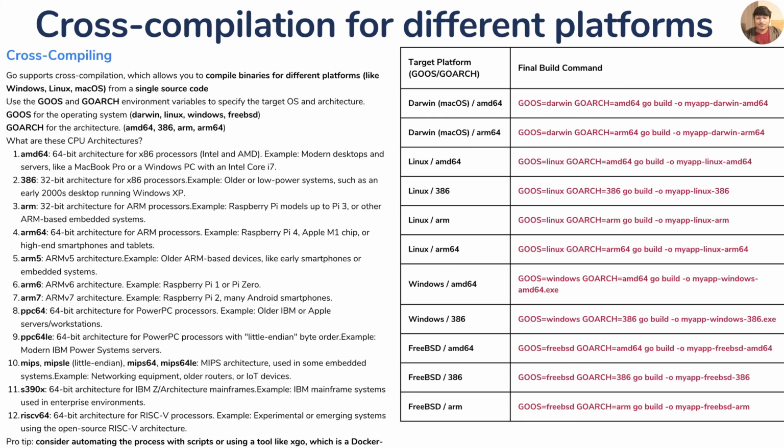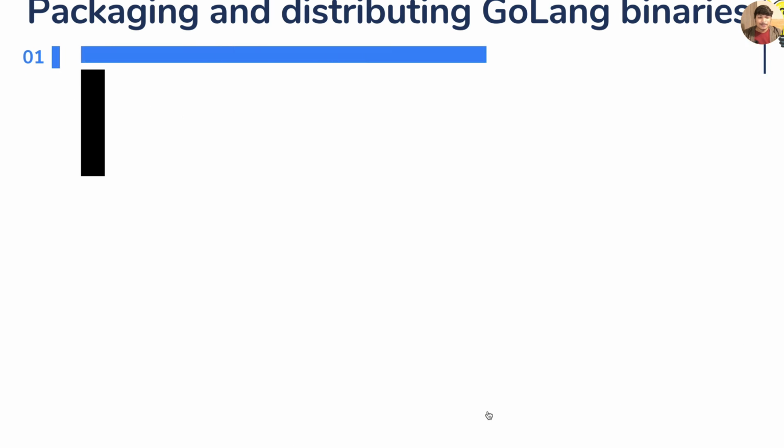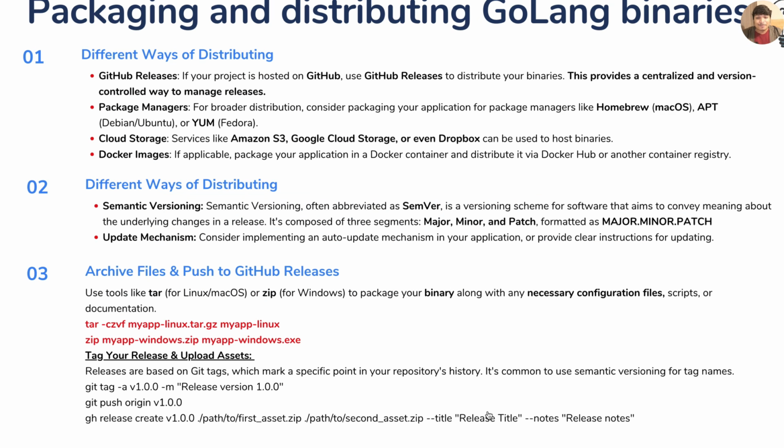Okay. Now these are, I won't say the most common, but very detailed deep dive examples of different CPU architectures. Now I hope you have a better understanding of all these CPU architectures. Now let's come to the final part, which is packaging and distributing GoLang binaries.